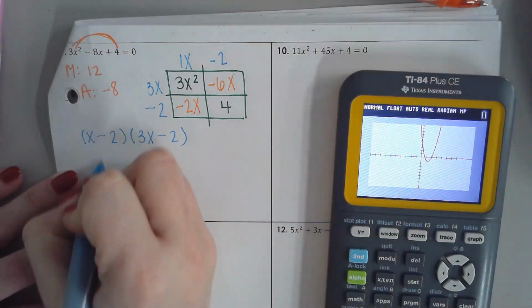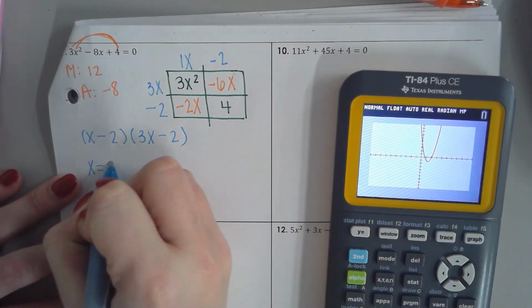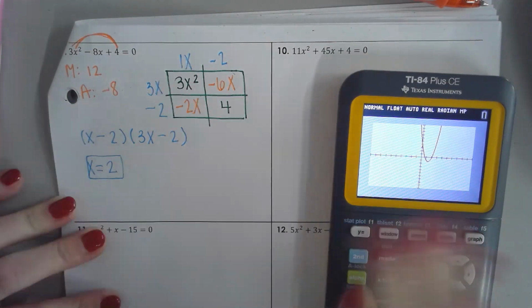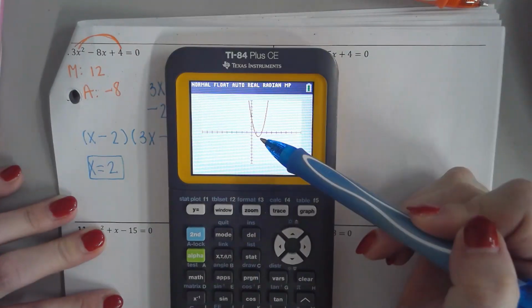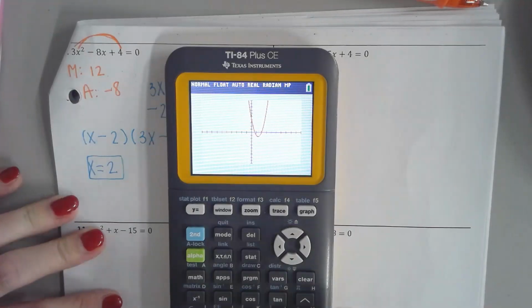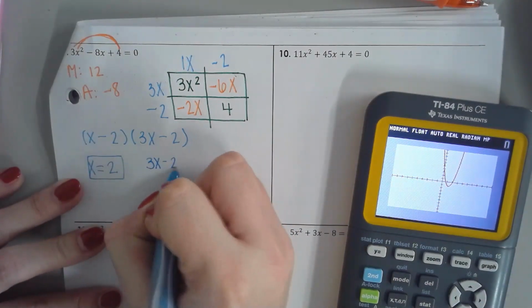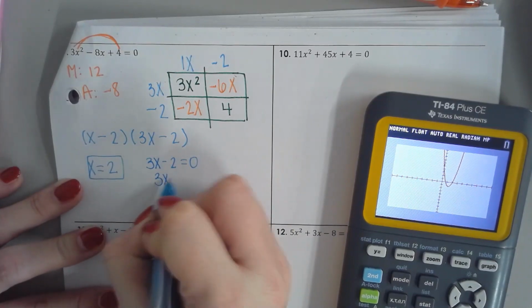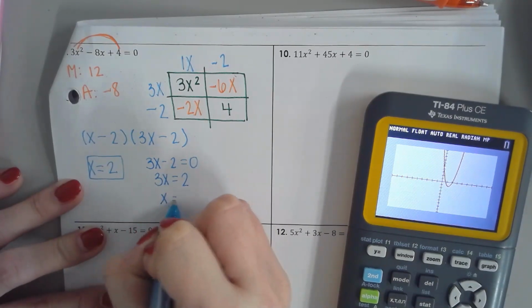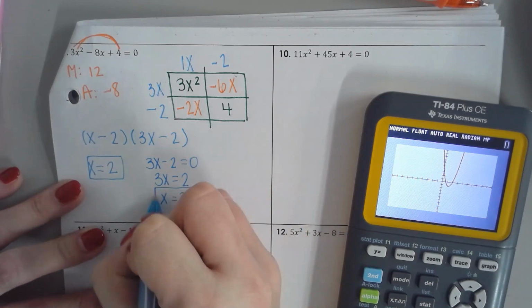So this one does have one x-intercept at positive 2. That was a nice whole one. I can see that right here. Okay. The other one, I get 3x equals 2. So x equals 2/3.